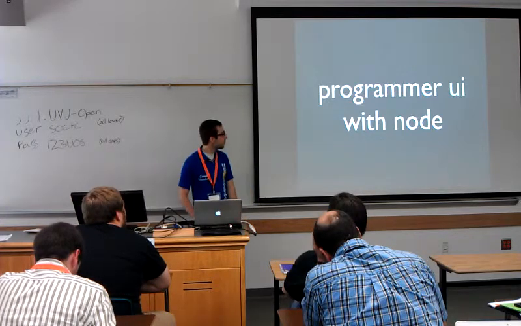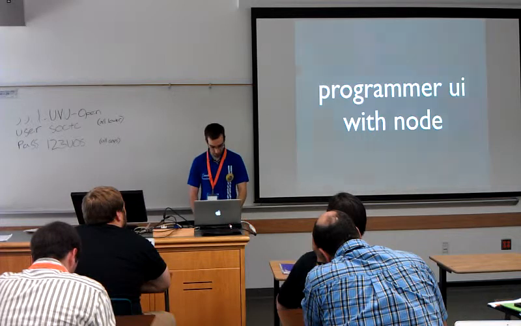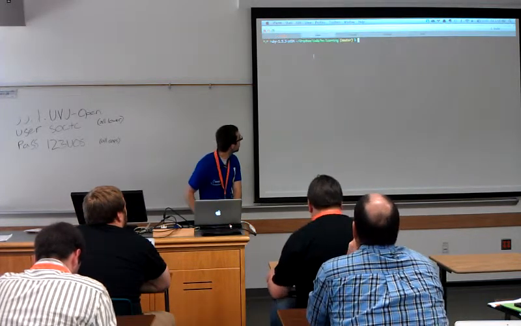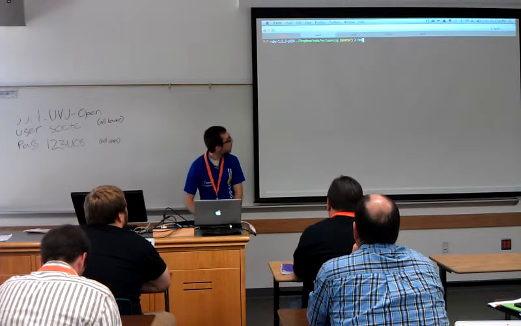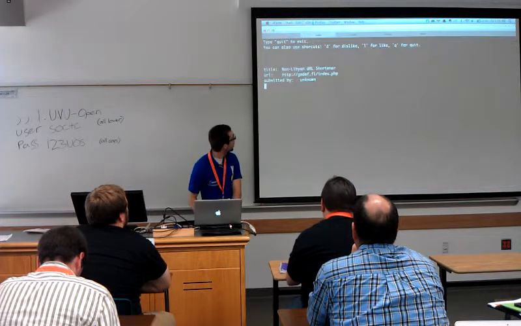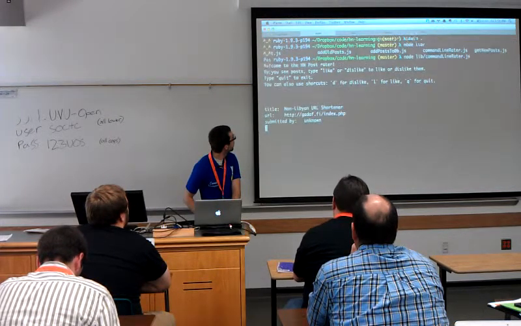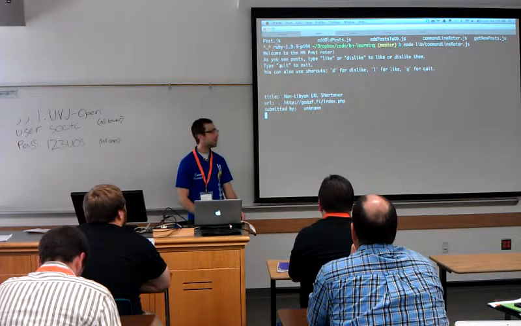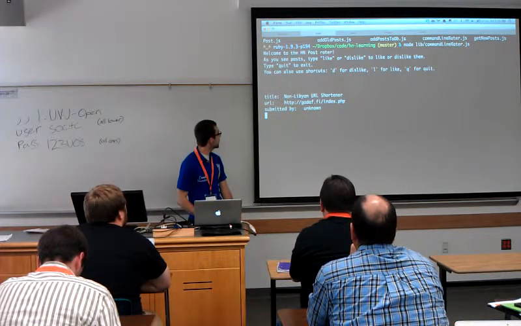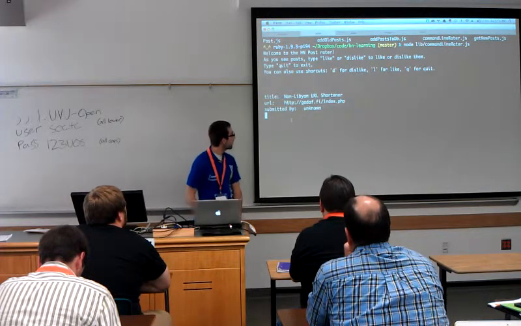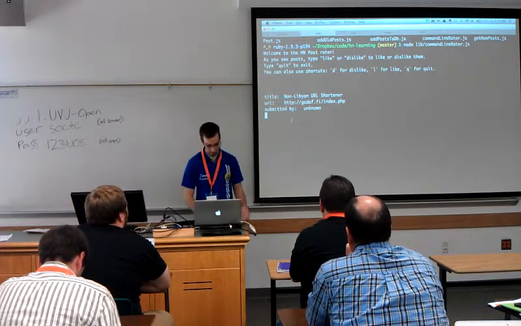And then I made some beautiful programmer UI, Node.js, to rate posts. So we'll go over here to project, go to command line rater. We'll make it bigger. What this does is it just pulls a random post that I haven't rated yet out of the database, shows me the title, URL, and the user, and it asks me to rate it. And I do this like 8,000 times.